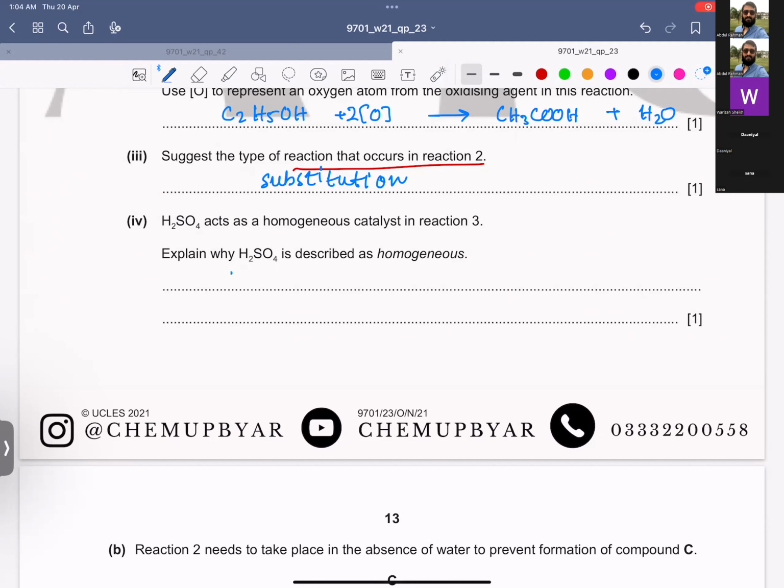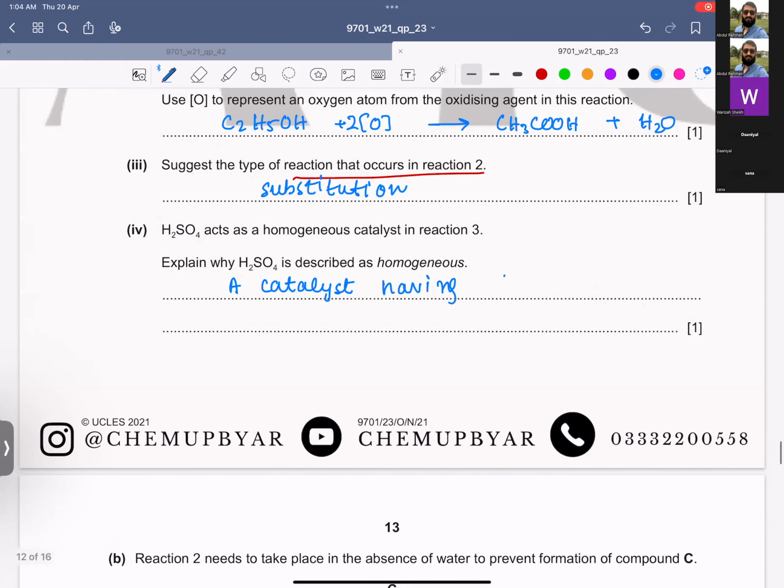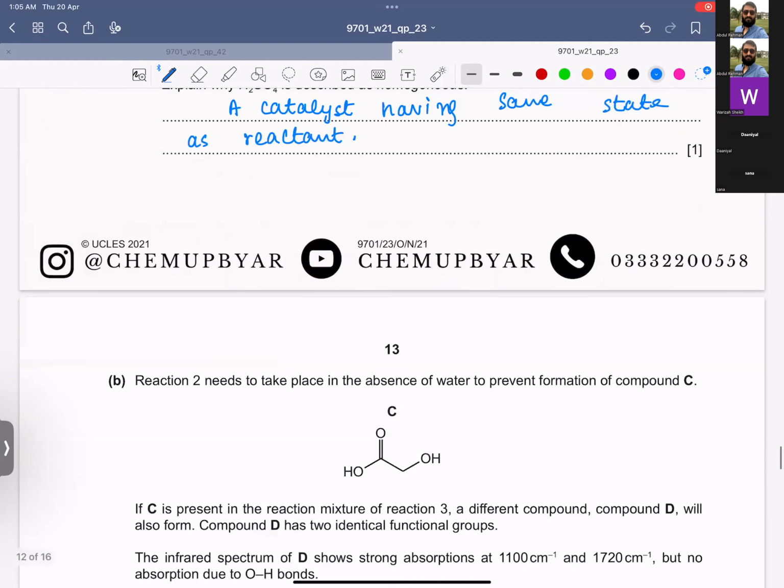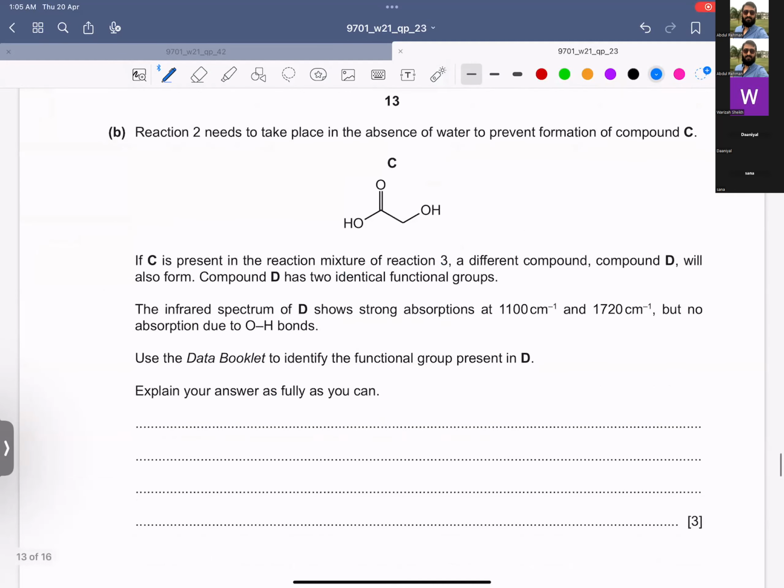Now the homogeneous catalyst. When the state of the catalyst and the reactants are the same, then it is homogeneous catalysis. Okay, now part B.